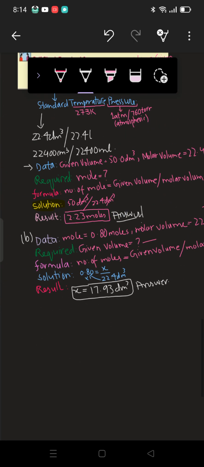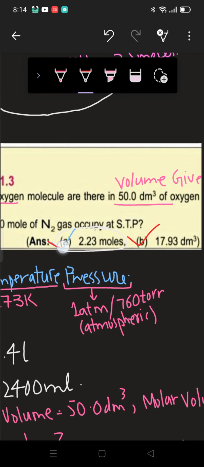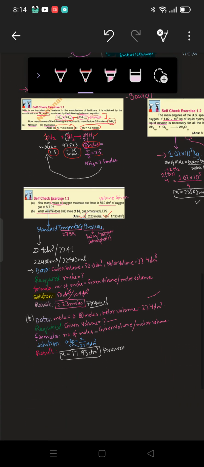Now let's match this answer. 17.93 dm cube. It means both answers are right, and we have done this by the 5 basic steps: data, required, formula, solution, result. When you solve with these basic 5 steps, your answer is never going to be wrong, or your solution is never going to be wrong. You're going to ace it. So in the next video we're going to solve self check exercise 1.4. This was all for today.